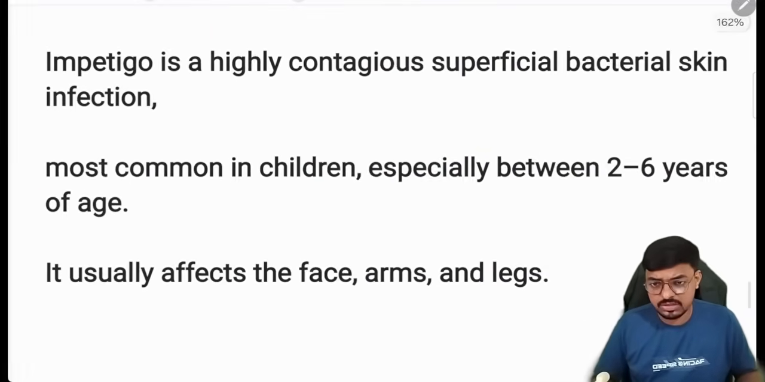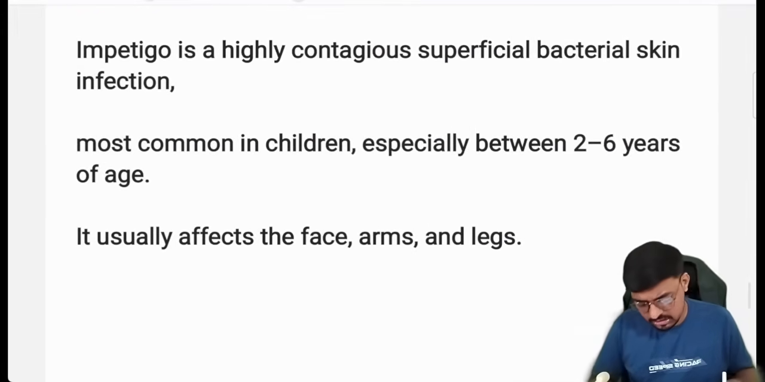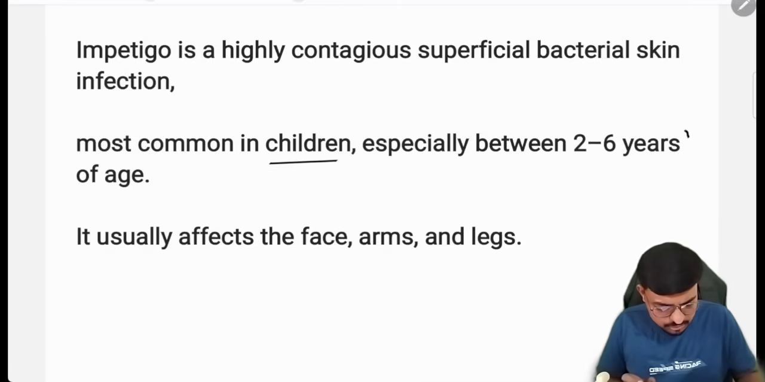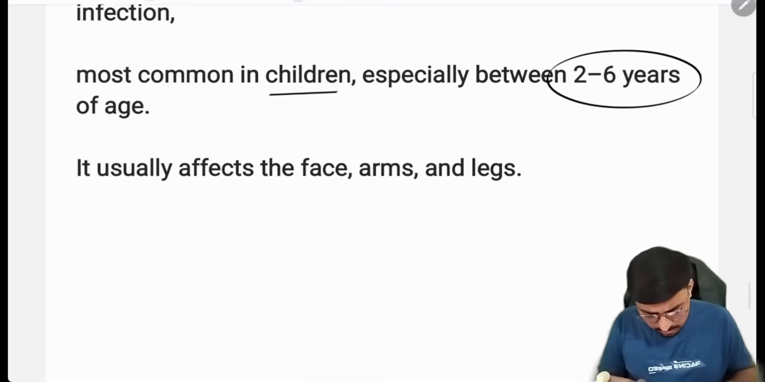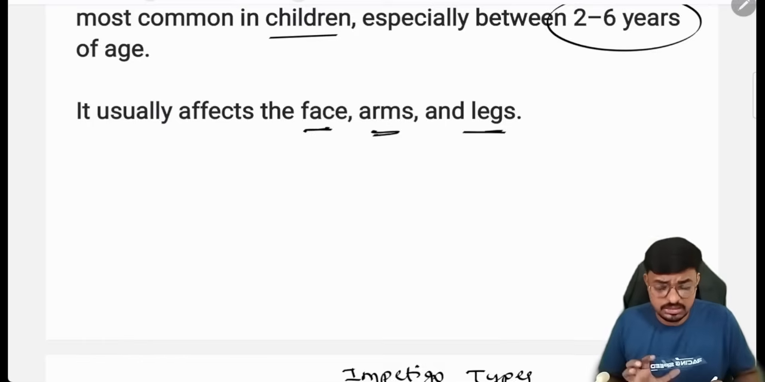Impetigo is a highly contagious superficial bacterial skin infection, which most commonly happens in children, especially in the age group of 2 to 6 years, and it usually affects the face, arms and legs. So most commonly it will affect the face, arm and leg.